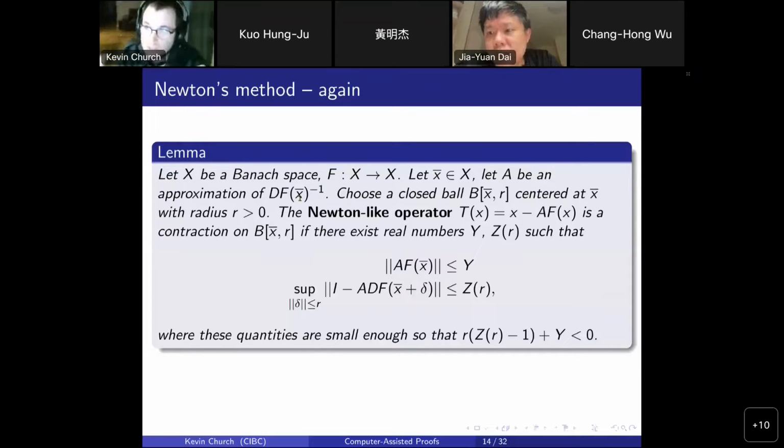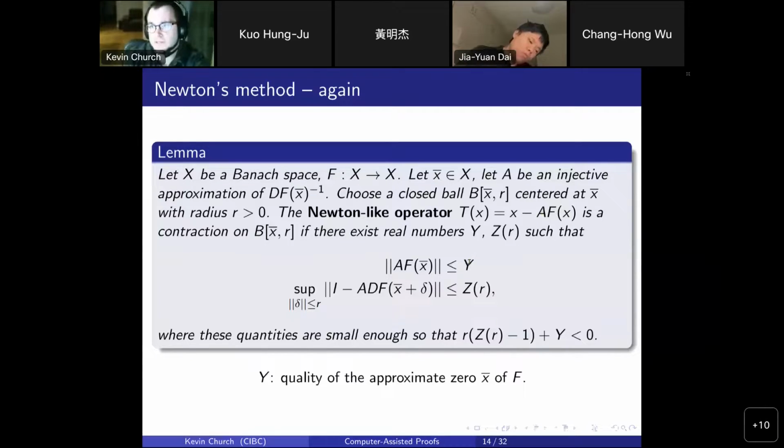But conceptually, the main idea of this proof is that if we have a good choice of approximate derivative, A, then first of all, if A is bounded, then this quantity Y right here, in some sense, measures the quality of our approximate zero. So this is close to, for example, the argument that if f at our approximate zero is close to zero, then we should hope that it is a good seed for Newton's method. Newton's method would converge, and maybe we have a true zero nearby.